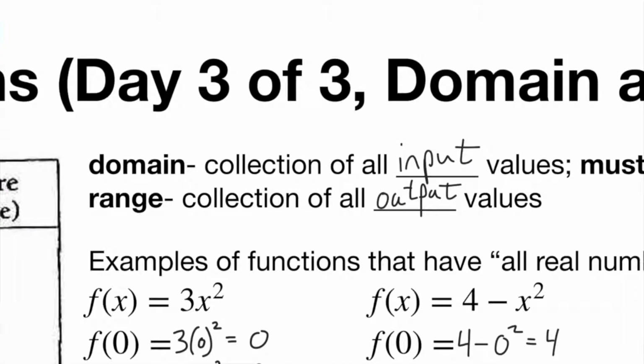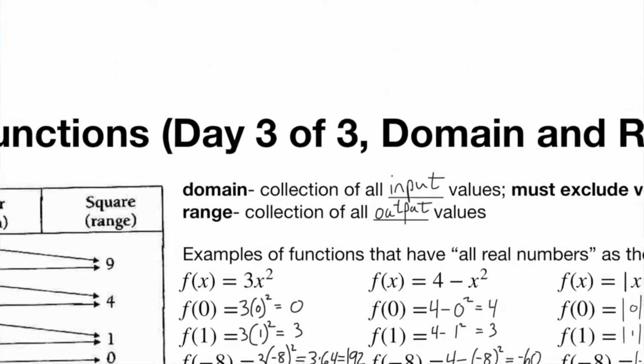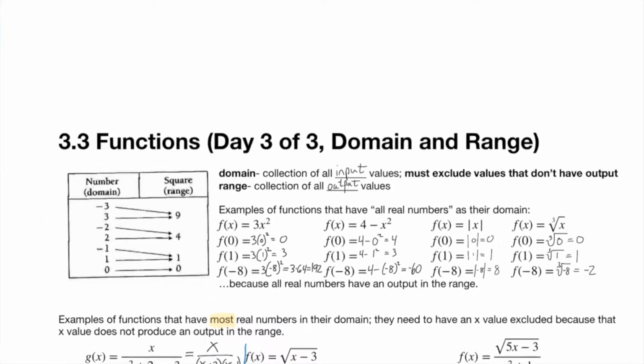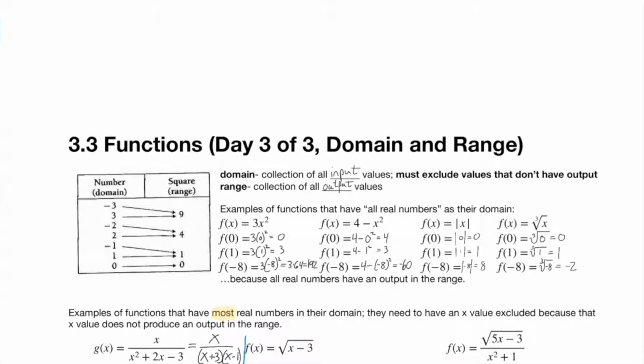Here we go. Domain is the collection of all input values. Now, the thing that we haven't said yet about the domain is that you can't include every number that you want in the domain for every function. You've got to exclude values that don't have an output. So it's the collection of all the input values that also have an output. If you want to put a number here in the domain, it has to have a corresponding number here.